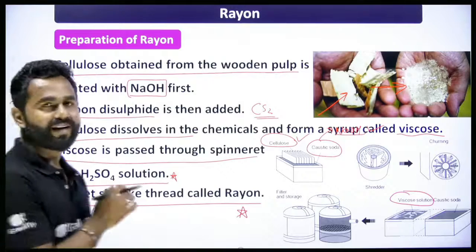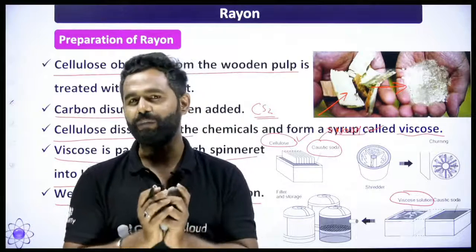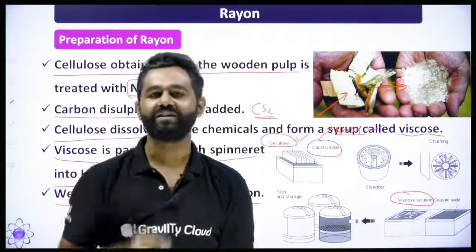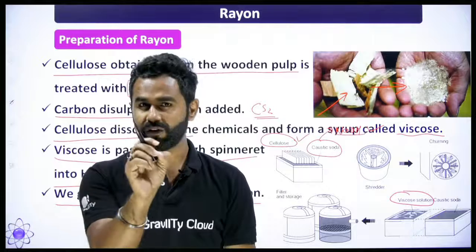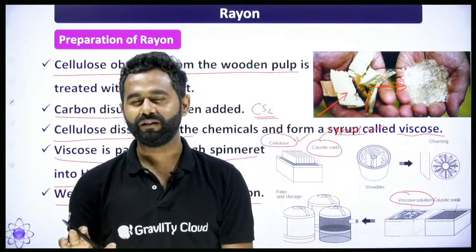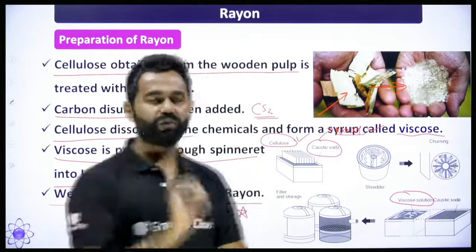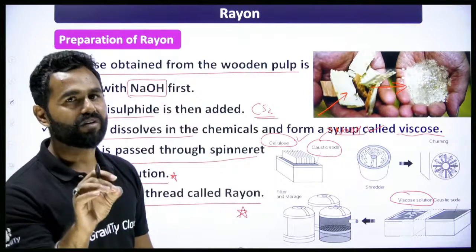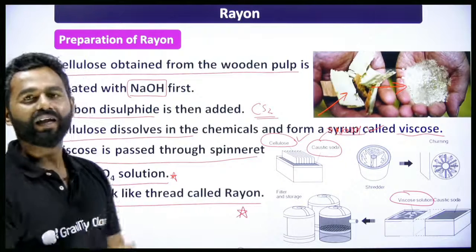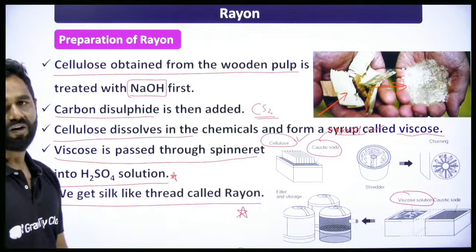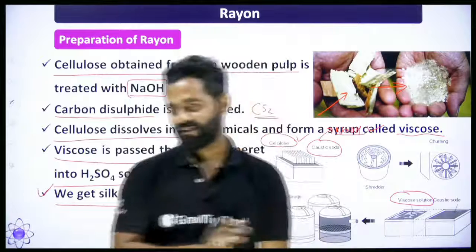So understood how we can get the rayon from the wooden pulp? First take the wooden pulp, shred it, crush it, convert it into powder, and then add sodium hydroxide into it. After some time, add carbon disulfide into it. You will see that the cellulose is totally dissolved in these chemicals and it forms a viscose syrup. Then pass this viscose syrup through the spinneret so that the spinneret can convert this viscous solution or liquid part into threads. Then you will dry it and will get the rayon thread out of it. Simple. Understood? If you want to note down, I give you 10 seconds, just note it down.